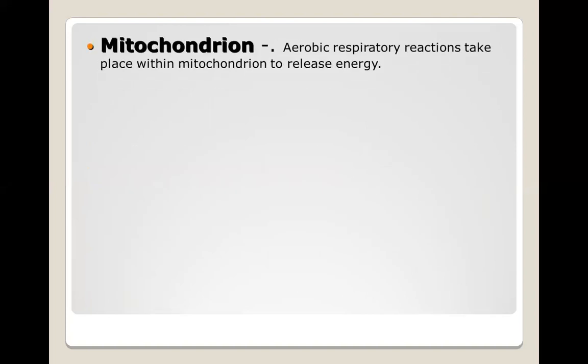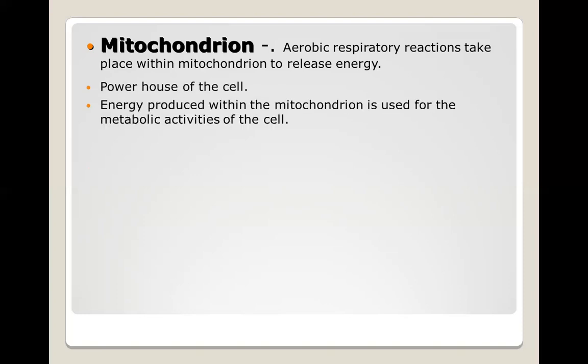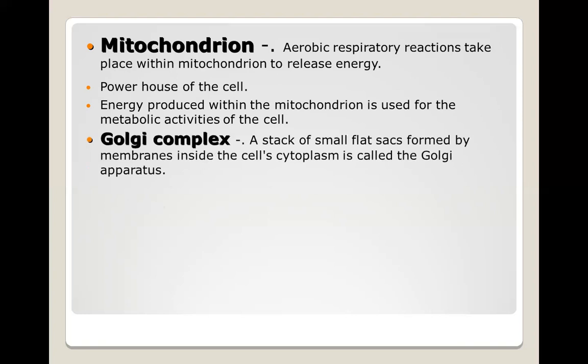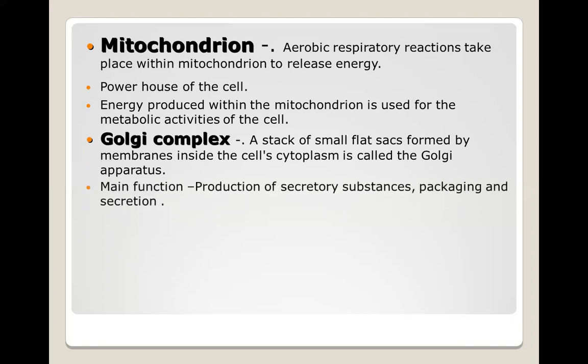Mitochondria. Aerobic respiratory reactions take place within mitochondria to release energy, so we call it the powerhouse of the cell. Energy produced within the mitochondria is used for the metabolic activities of the cell. And now the Golgi complex, a stack of small flat sacs formed by membranes inside the cell's cytoplasm, is called the Golgi apparatus, and its main function is production of secretory substances and packaging and secretion.